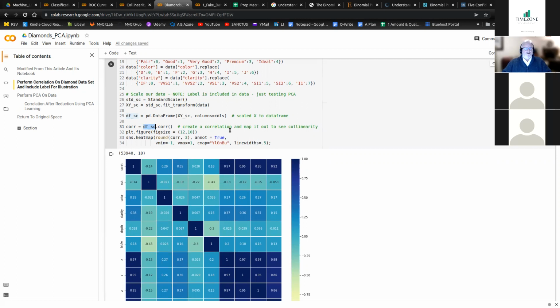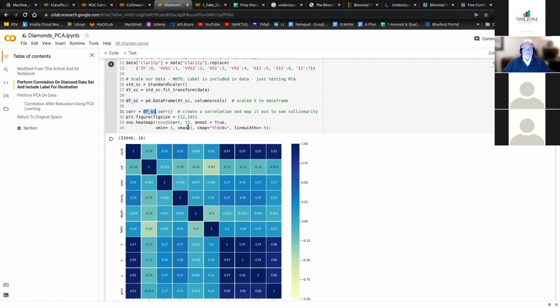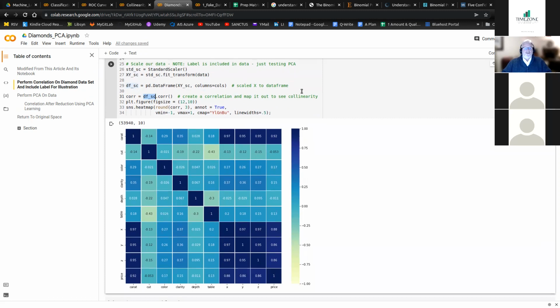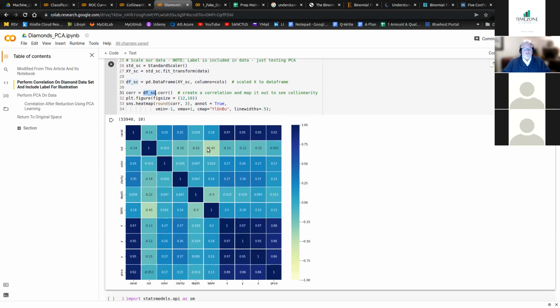So create a correlation and map it out to see collinearity. And again, why would we use PCA? You're about to see. So plot the figure, that's what we're doing here, and then do the heat map. And that's what we get right here.